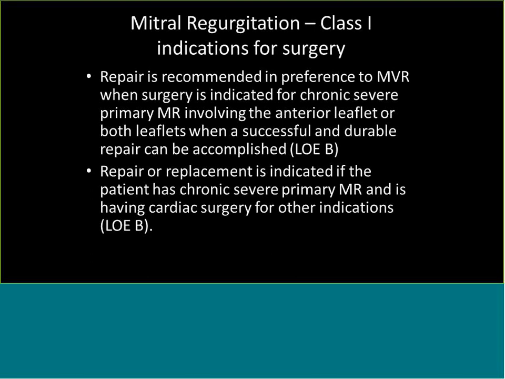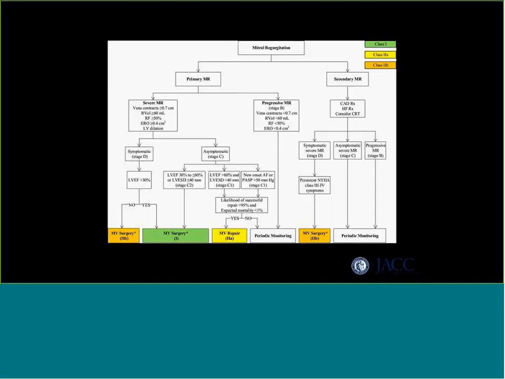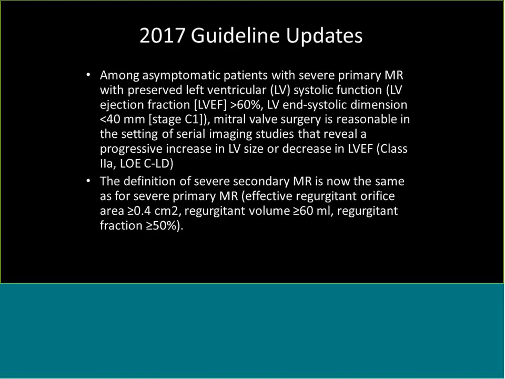But if you can't get a successful durable repair, if there's any leak, then you would go on to replacement. So replacement is indicated if the patient has chronic severe primary MR and they're having cardiac surgery for other indications. It's like a broken record. So if you're in surgery for something else and you have a valvular problem, we'll probably fix it. There's also a class 2B indication for repair, for surgery, and periodic monitoring, and those will be on the slide deck.